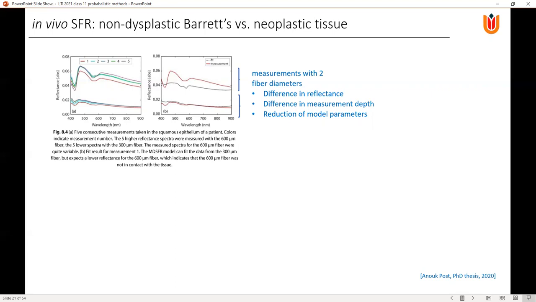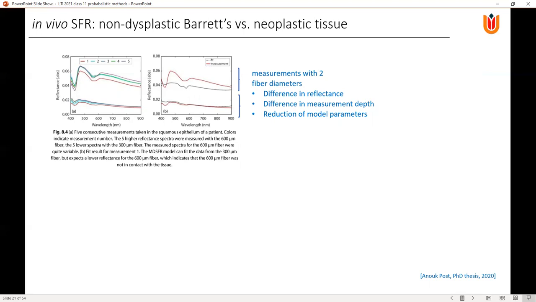Then she tried to fit a mathematical model that relates the spectrum that was measured to the concentrations and to the scattering of the tissue. And that is what you see in the right hand here. So in red is, let's say, the average measurement of these 5 fibers. And then in dotted black is the theoretical fit to these measurements.